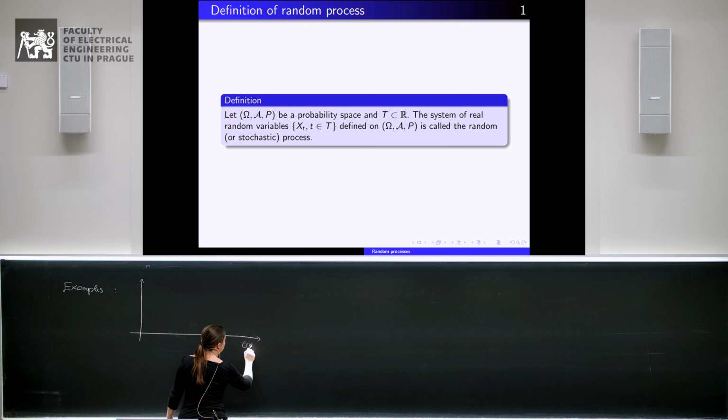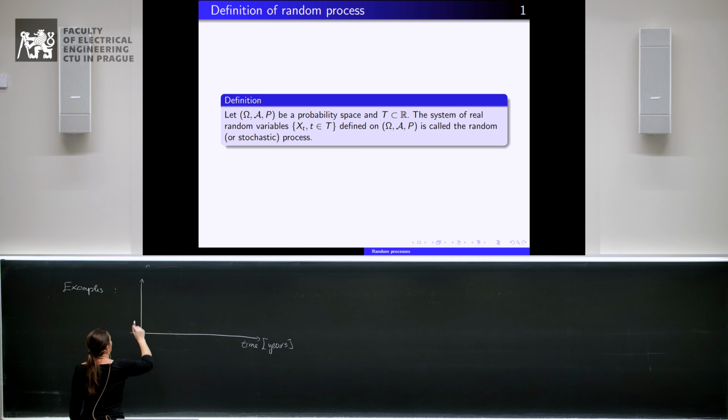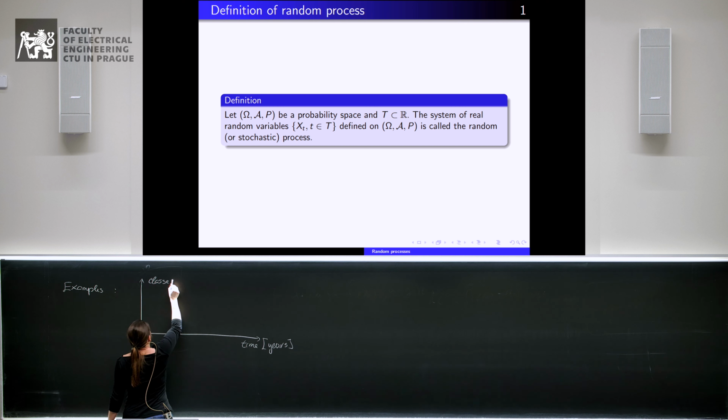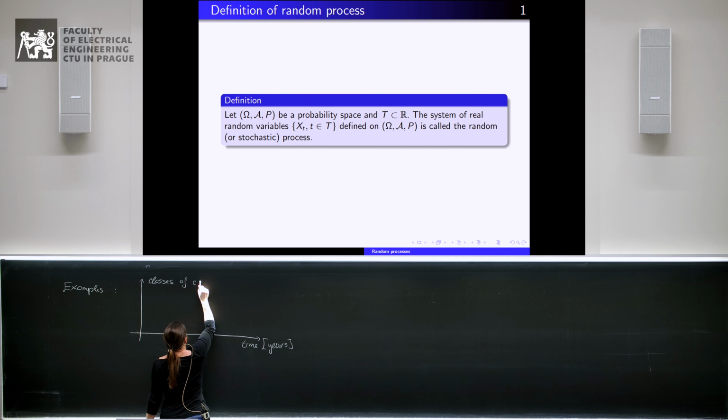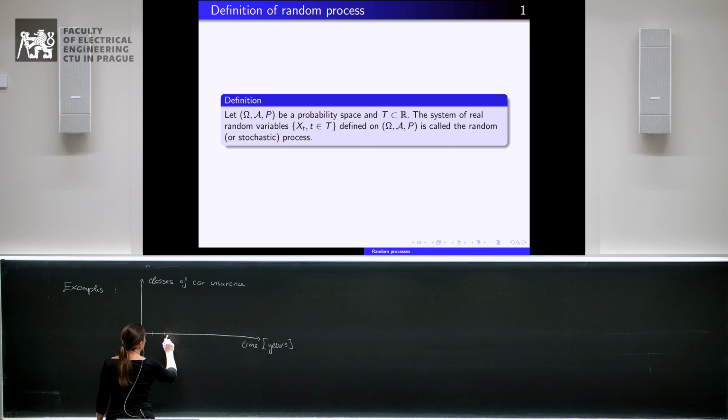Here we have time, let's say in years. And on the vertical axis, we will have classes of car insurance, which is something you had in your second homework. So, the insurance works in the following way.